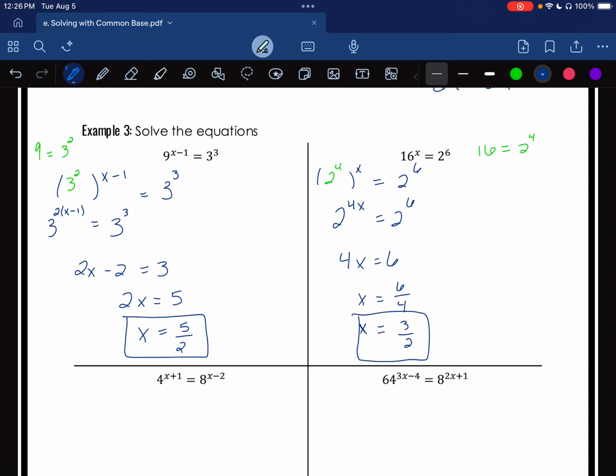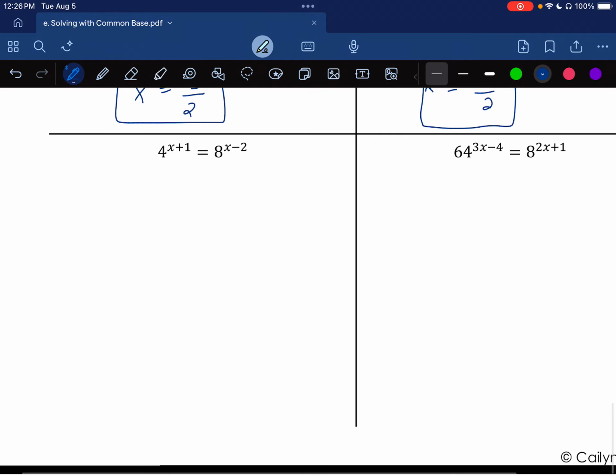Now the next one is going to have an example where we're going to rewrite both sides of the equation. So 4 and 8, I can both rewrite those as 2 to some power, right? So 4 is 2 squared and 8 is 2 cubed. So this is going to become the following. So we'll have 2 squared to the x plus 1, and we'll have 2 cubed to the x minus 2.